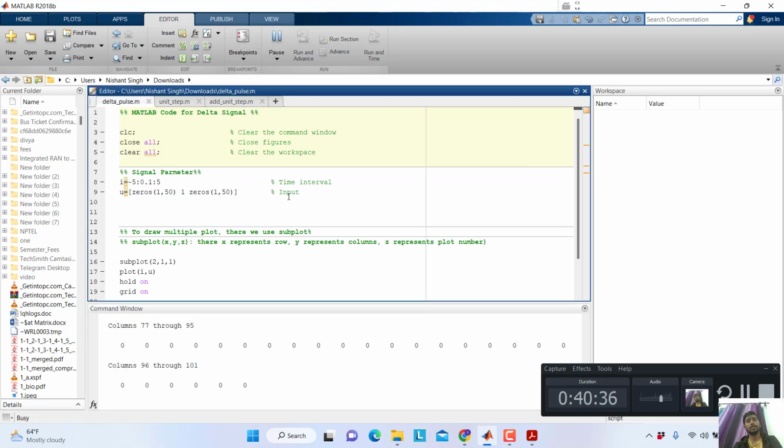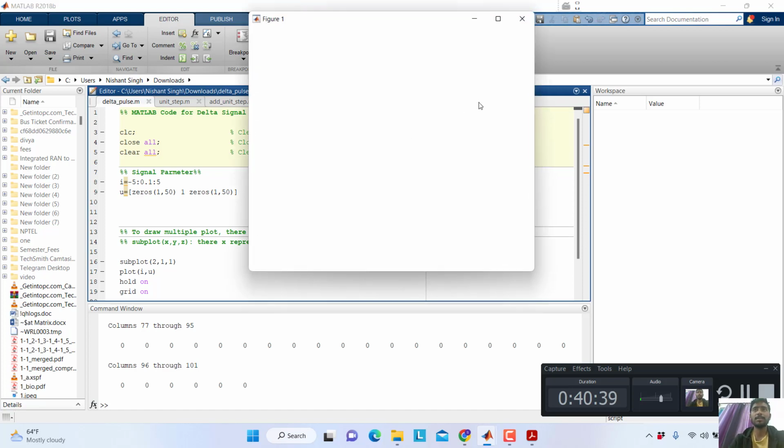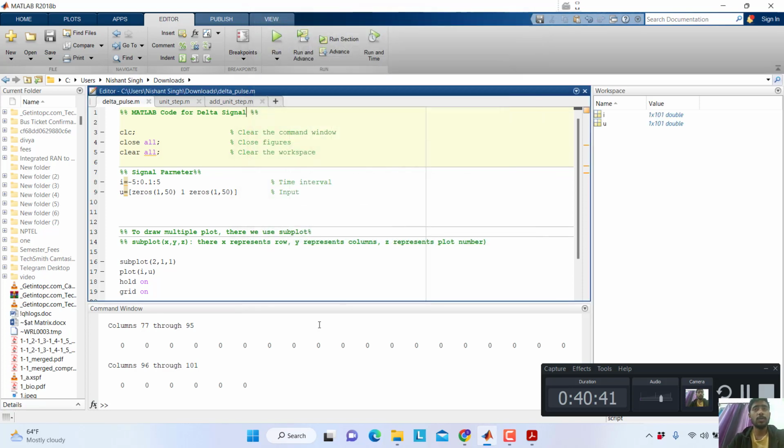Okay, so we are running the code, and that is the result. First I will cut it. Whatever input you are giving, whatever variable you assign, you get that output. Here we assign two inputs, I and u. What value it contains and what the size of I and u is, we can see on the workspace. That is called the workspace, and that is the command window.